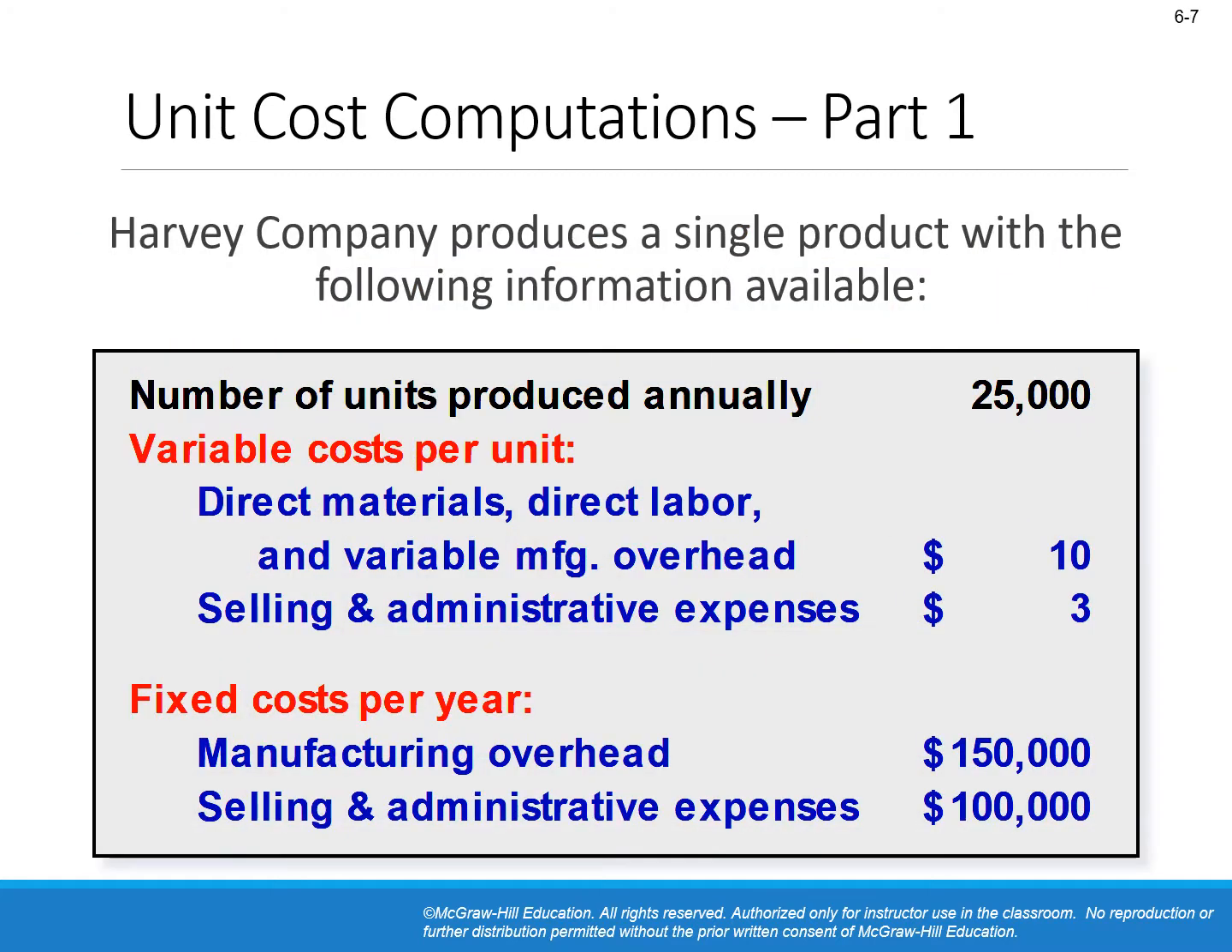Now, the given says, Harvey Company produces a single product with the following information available. Number of units produced annually is 25,000. Here we need to distinguish very well between the number of units produced and the number of units sold. So they produce 25,000. They might sell 20,000 and they might sell 30,000. How is that possible? Simply they have some beginning inventory. So if they have 5,000 in the beginning inventory, it means that they can sell up to 30,000 units. So it might be the case where they produce 25,000 and at the same time they sell 30,000.